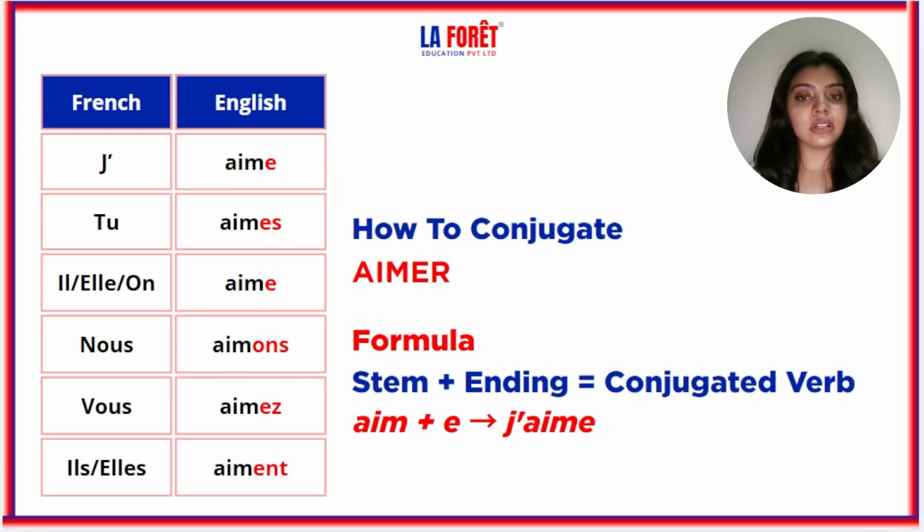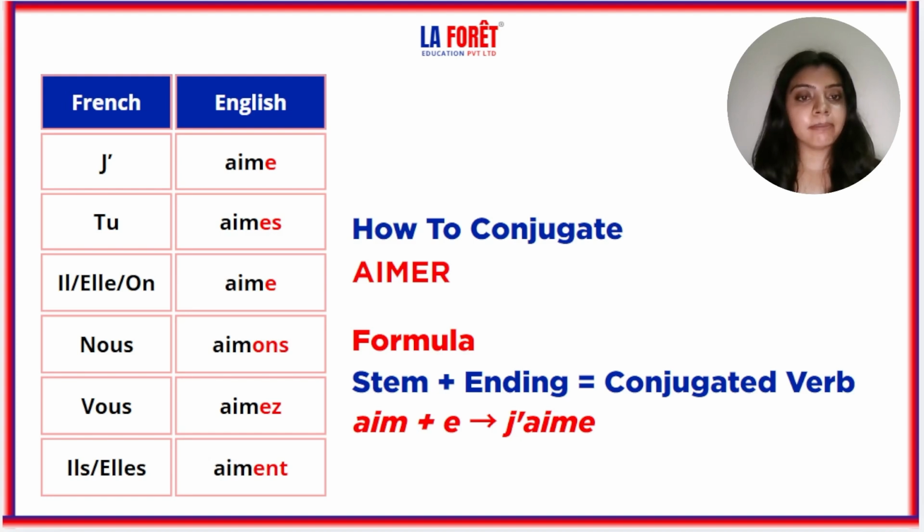Now let's conjugate the other verb, which is aimer. Aimer means to like. So also it is the same thing that we have to take the stem plus we have to add the ending and it will be the conjugated verb then. So first is j'aime. Now we have put an apostrophe here because a is a vowel. So remember always that जब a या फिर कोई भी vowel होगा यहाँ पे तो हमें j के साथ apostrophe लगाना है. Okay, so it will be j'aime.